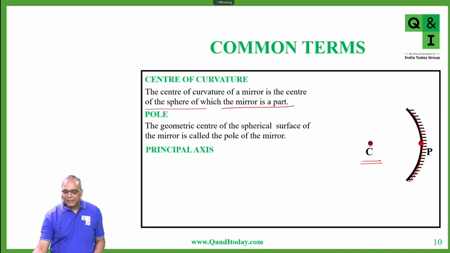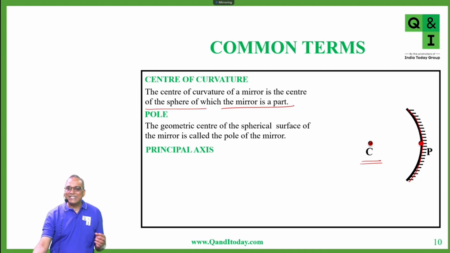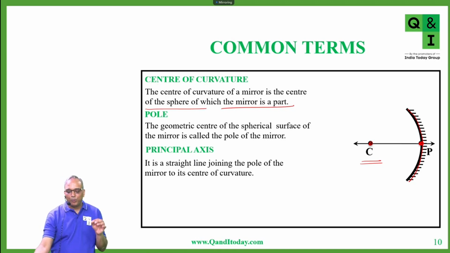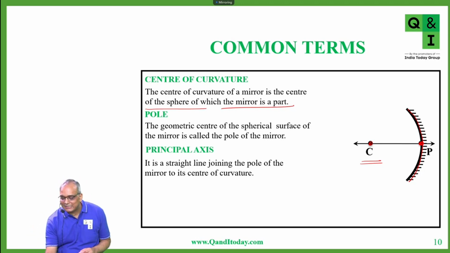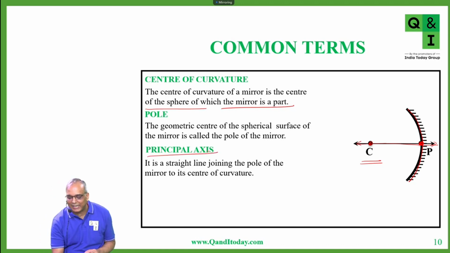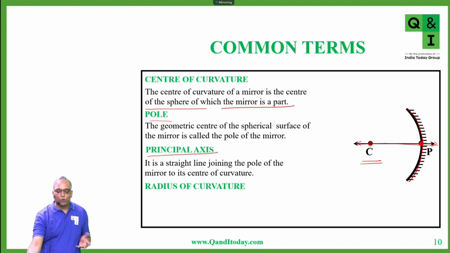Now, the third point which you should understand is the principal axis. What is the principal axis? The line joining the center of curvature and the pole of the mirror is called the principal axis. So this is the line. If you join this center of curvature and the pole of the mirror, the line is called the principal axis. Clear, students? Now, the fourth point of importance is the radius of curvature.